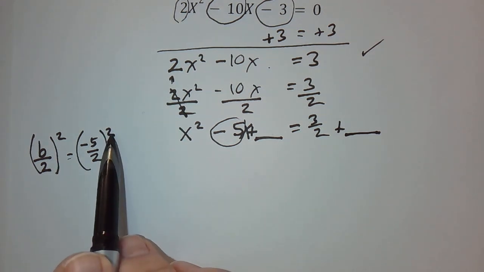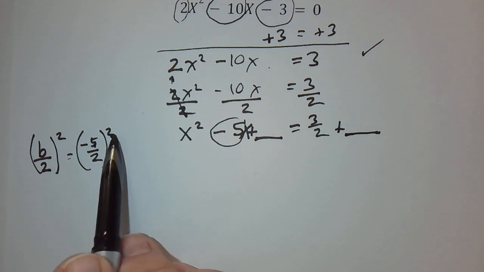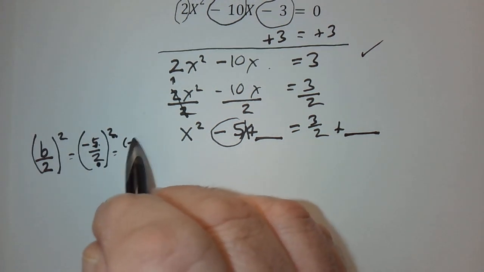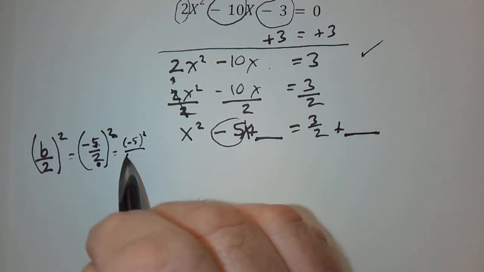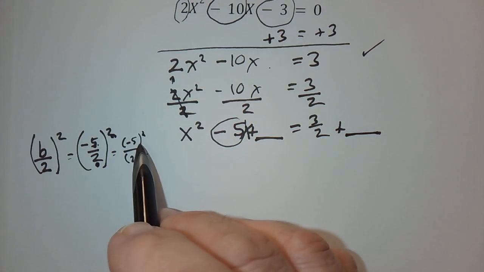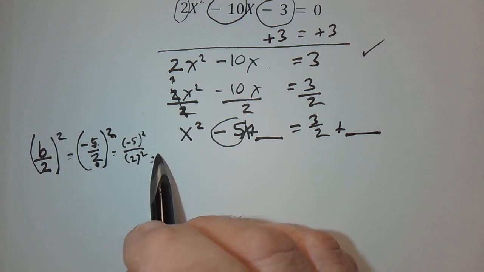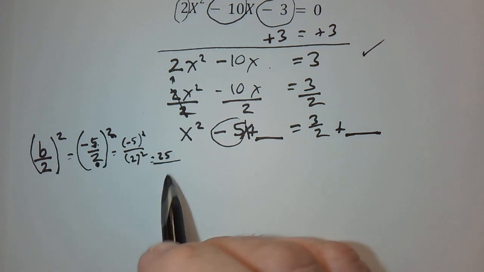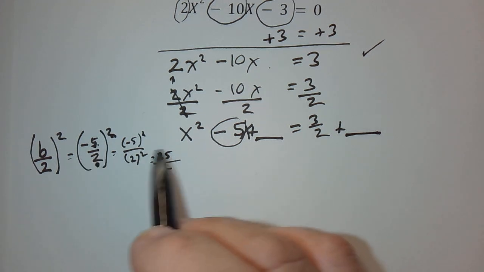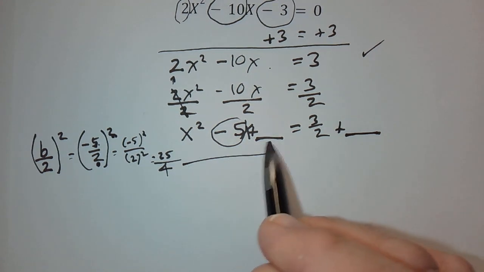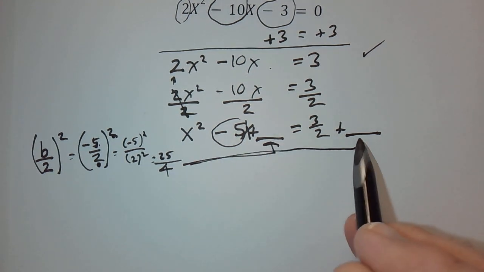And you know, with this power rule here, we're going to go ahead and distribute that square to each of those. So this is the equivalent of -5 squared over 2 squared. -5 squared is +25, and 2 squared is 4. So this becomes 25/4. That is the number that we're going to fill in here.